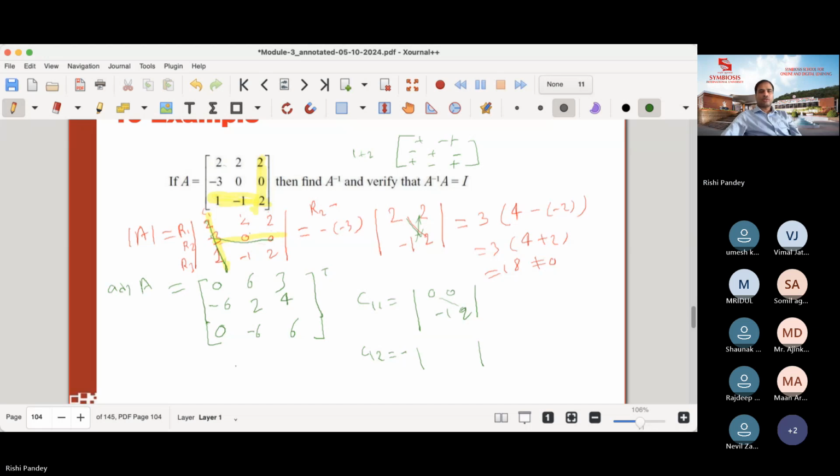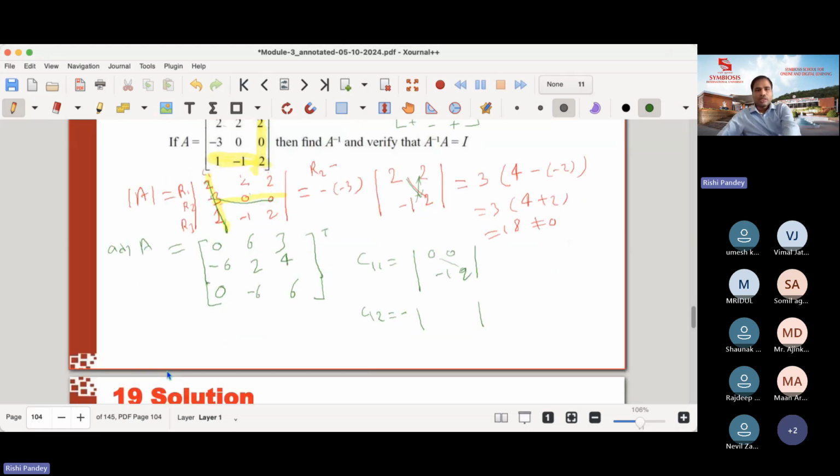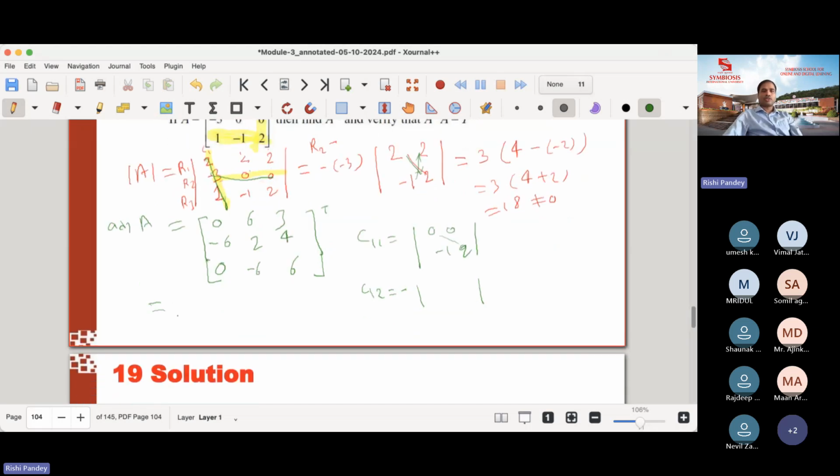Yes, sir. Now transpose. Transpose means you change the order: row to column, column to row. So this is the row, I will write it in the column. Or you can write the column in the row also, both are correct. So 0, 6, 3, minus 6, 2, 4, 0, minus 6, 6. It is the adjoint. And what is the inverse? You can divide it by 18. This is the answer. Okay, done.